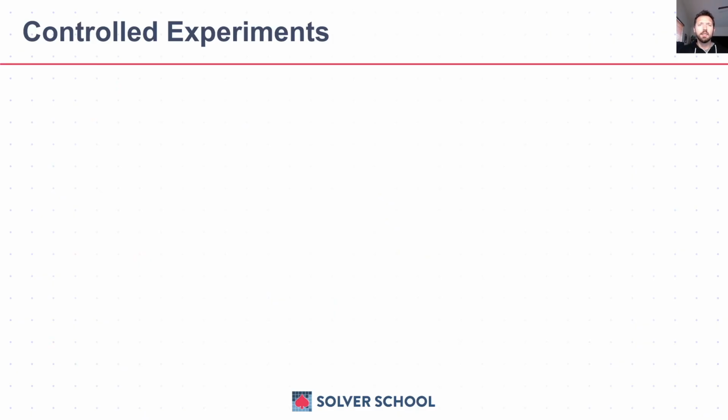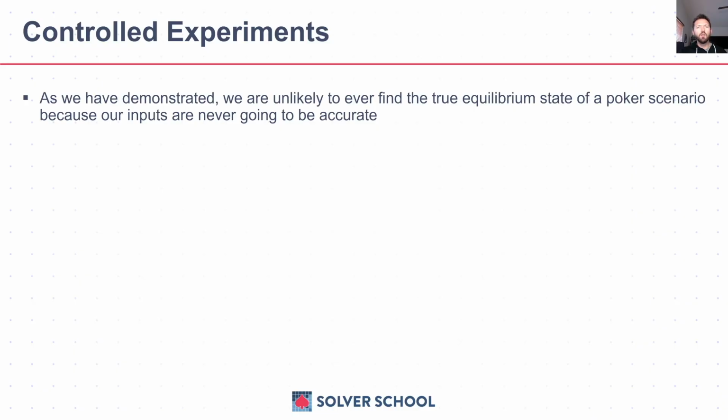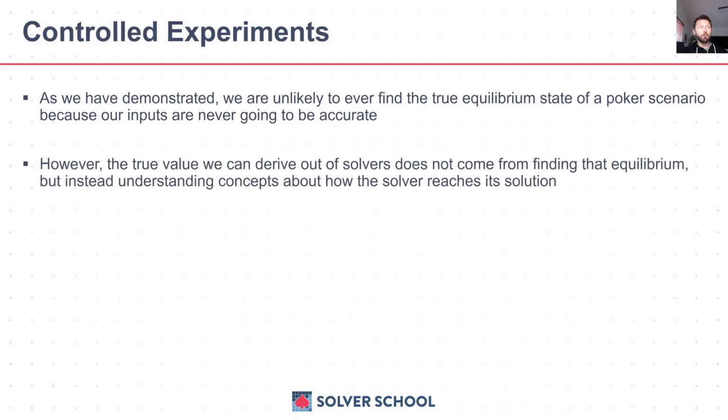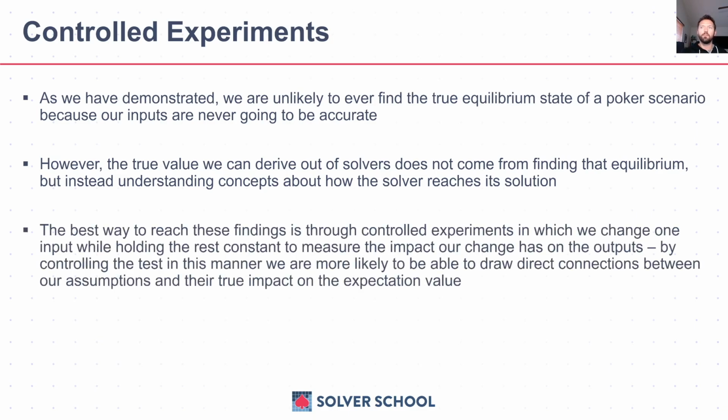We'll finalize this section by talking through some controlled experiments. As we've demonstrated, we are unlikely to ever find the true equilibrium state of a poker scenario because our inputs just aren't going to be accurate. But the true value that we can derive out of solvers doesn't come from finding that equilibrium. Instead, it comes from understanding concepts about how the solver reaches its solution. And the best way to reach these findings is through controlled experiments in which we change one input while holding the rest of those inputs constant to measure the impact that our change has on the outputs.